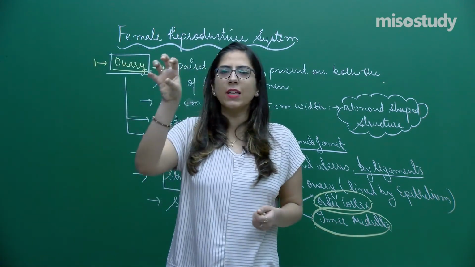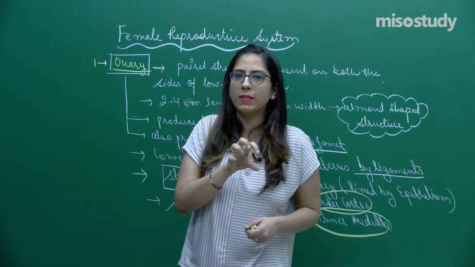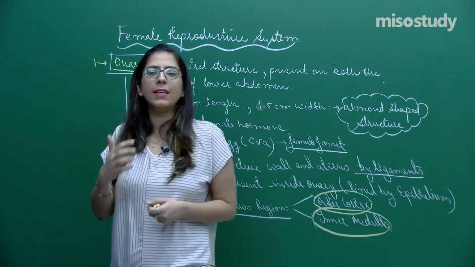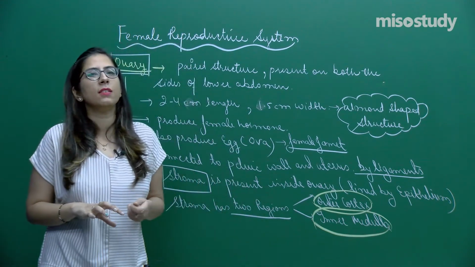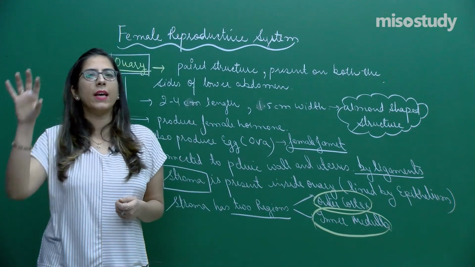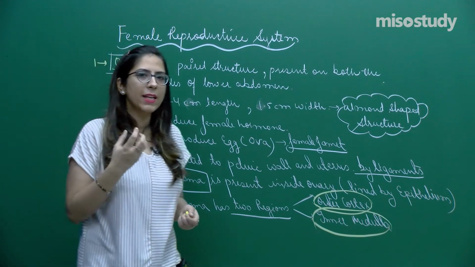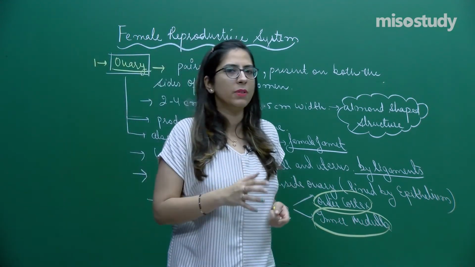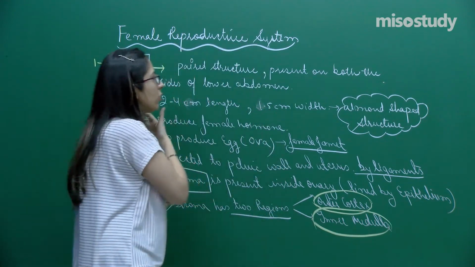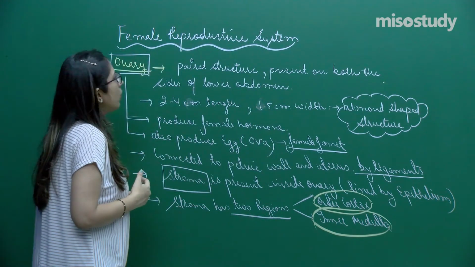In different stages of development, these ova are present. These eggs are released in a whole cycle. They have a proper cycle, and that is called the menstrual cycle. In that whole cycle, we will study how these eggs are produced, what the menstrual flow phase is, and why this happens. That we will study later on. So this was the first one, which is called the ovary.